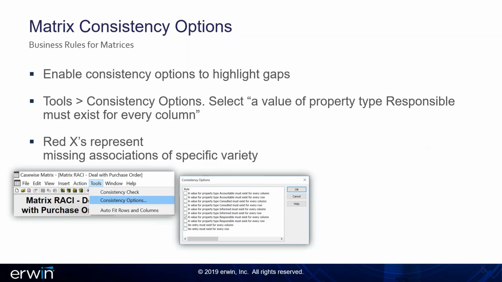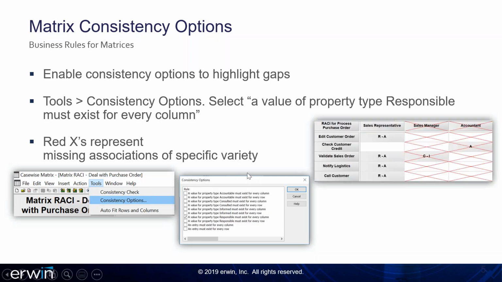In this case, we've said that a value of property type responsible must exist for every column. What that will show us is any matrix cell that doesn't have a value of R, responsible. So any column that doesn't have an R. In this case, what it's showing me is that sales manager is not responsible for anything, and the accountant isn't responsible for anything. You can also do it the other way. You could say, make sure that every row has someone responsible for it. Then you would have someone responsible for all the processes, and you would have completely different results if that was the case.